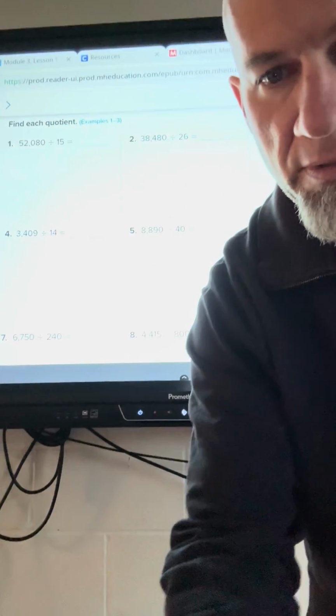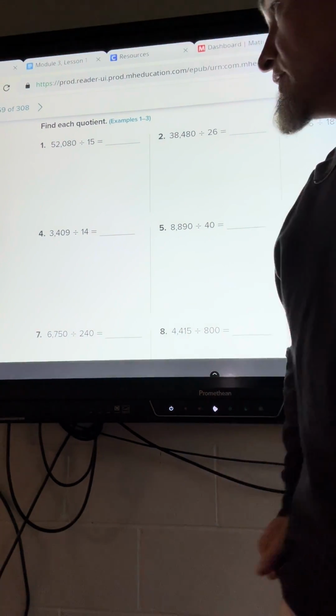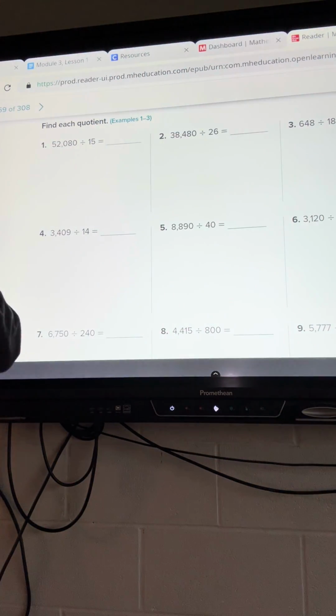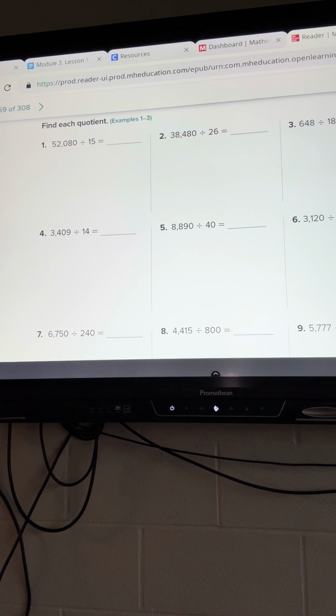Hey everyone, long division is here, and we're going to talk about the steps that we followed in class today. Remember our acronym: Does McDonald's sell cheeseburgers?